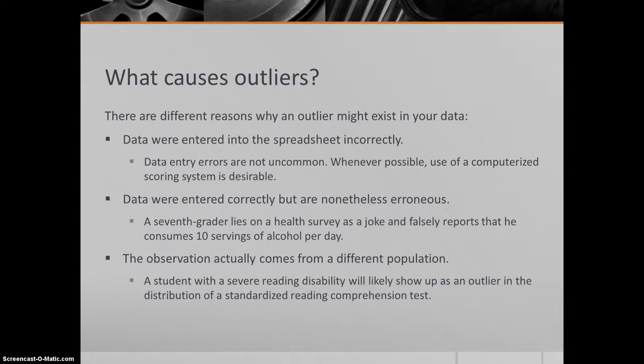So that's one problem. Another reason we can have outliers is because even though the data were entered correctly, they're still wrong. So sometimes people will just lie. For example, let's say some health organization is surveying junior high kids, and they're asking them about their drug use and sexual behavior. It may not shock you to know that occasionally middle school students will lie because they think it's funny. So maybe you'd ask them how many servings of alcohol they consume in a day. And in reality, they don't drink alcohol at all, but they think it'd be funny to say that they consume 10 servings of alcohol a day.